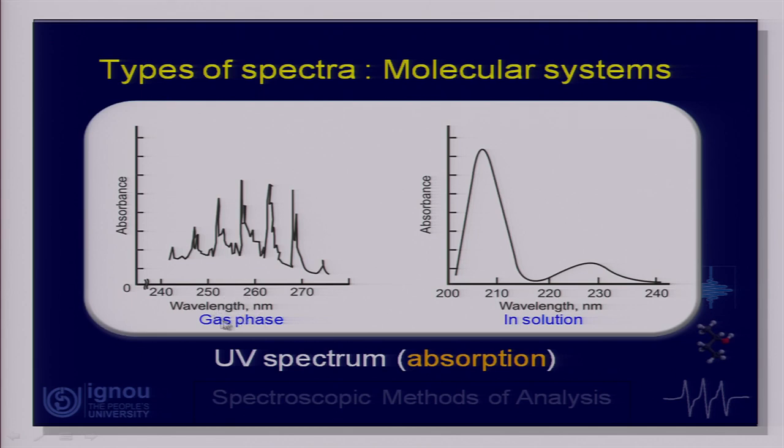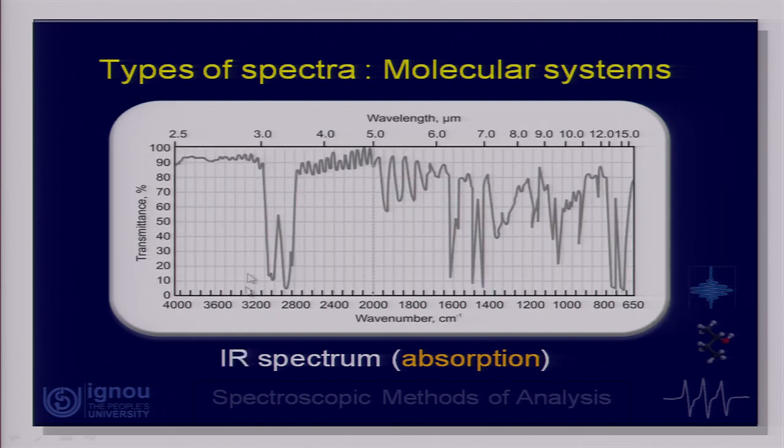Okay, let's move further and talk about molecular systems. Here I give you a glimpse of the variety of spectra we come across. Let's start with a typical UV spectrum. This is for a gas phase system, and this is for a system in solution. As against atomic systems, where there were distinct lines, now we are getting broad bands, and here there are two big bands. The spectrum of a gas phase system is different from that in solution. We will talk about this in the next session on UV spectroscopy. But what's important is that the spectrum looks like this.